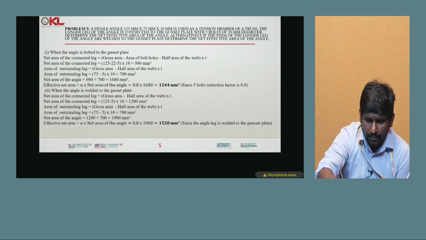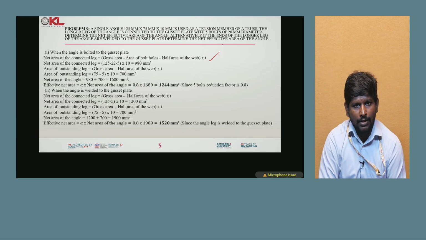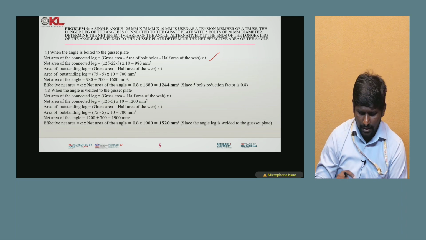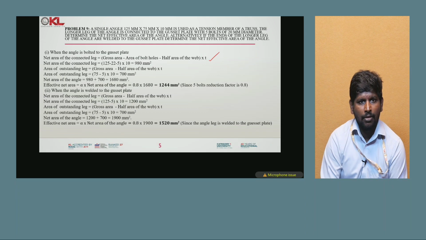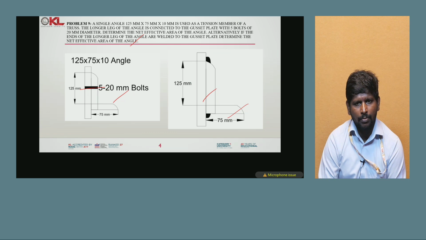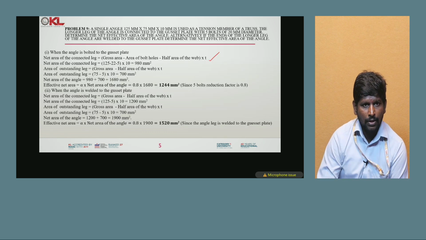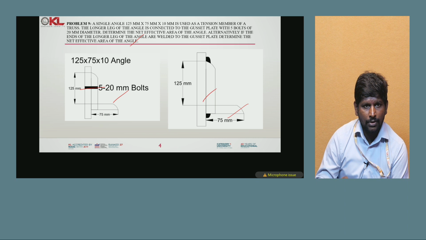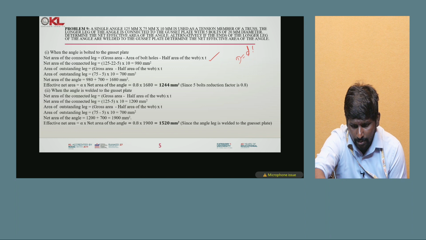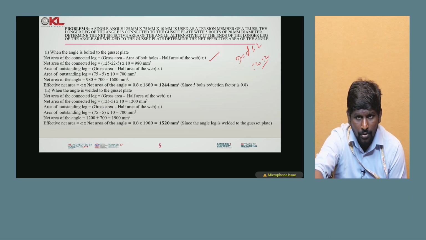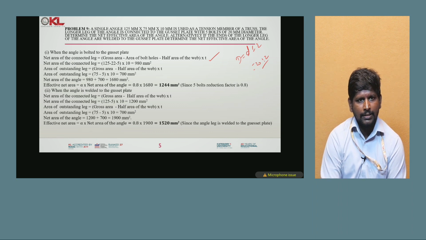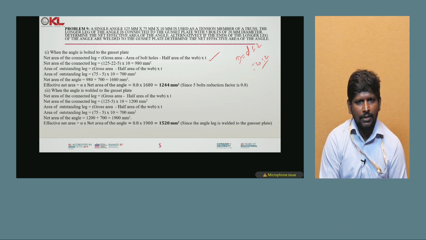As given in the first point, the net area of the connected leg is equal to gross area minus area of bolt holes minus half area of the web into t. So gross area is 125 minus 22 into 5. Why? Because the total length is 125, so all over length is 125, and you have to deduct your 5 bolts of 20 mm dia. As I already explained, the hole diameter is small d plus 2, that is 20 plus 2, 22. So 22 into 5 into 10 thickness. So the net area of the connected leg is 980 mm square.